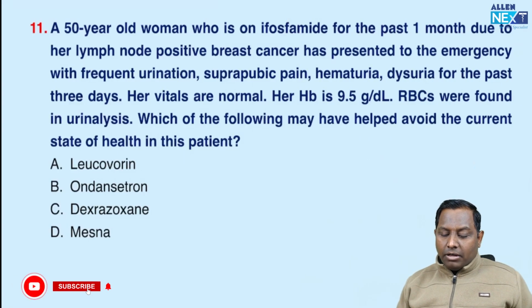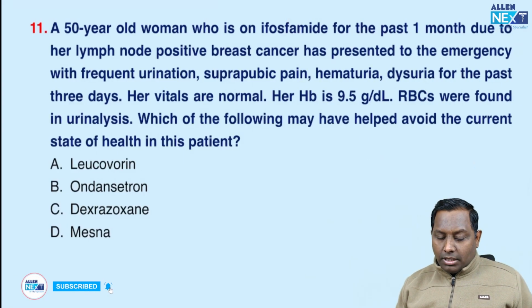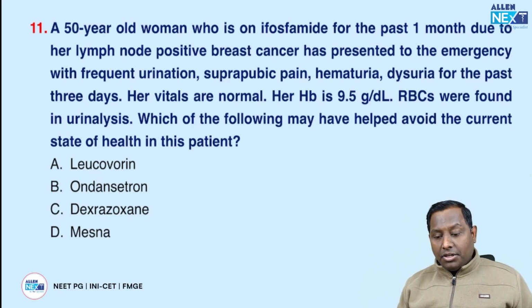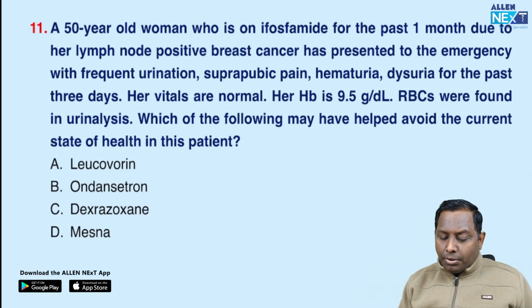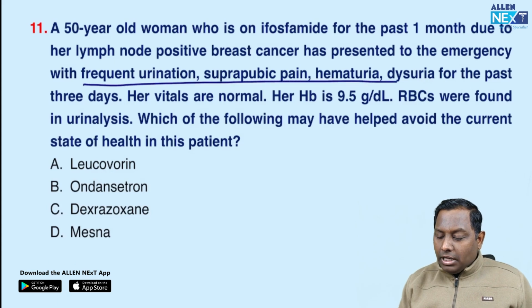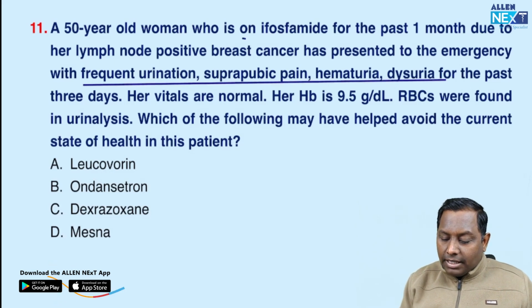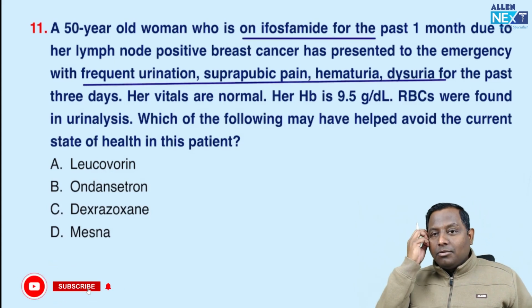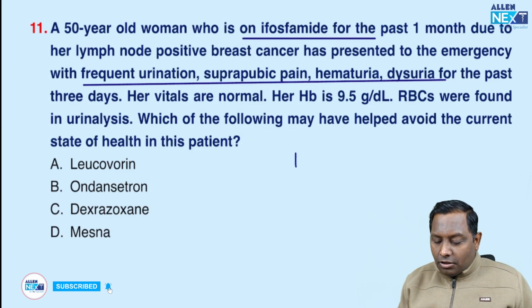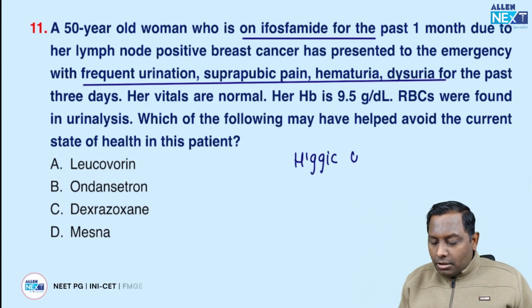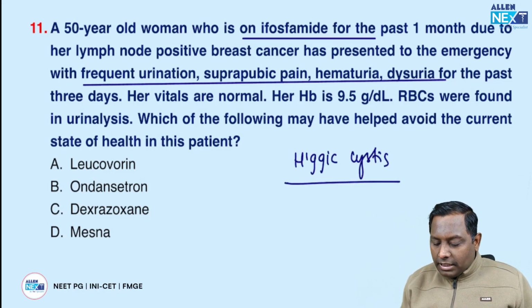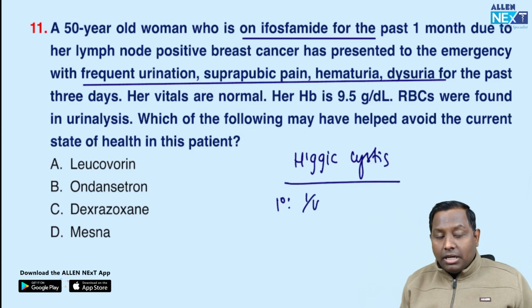A 50-year-old woman who is on ifosfamide for the past 1 month due to her lymph node positive breast cancer presented to the emergency with frequent urination, suprapubic pain, hematuria, dysuria. See, if there is hematuria with ifosfamide, then there is no doubt about this. This could be a case of hemorrhagic cystitis, and for the prevention of this one we always run IV mesna.